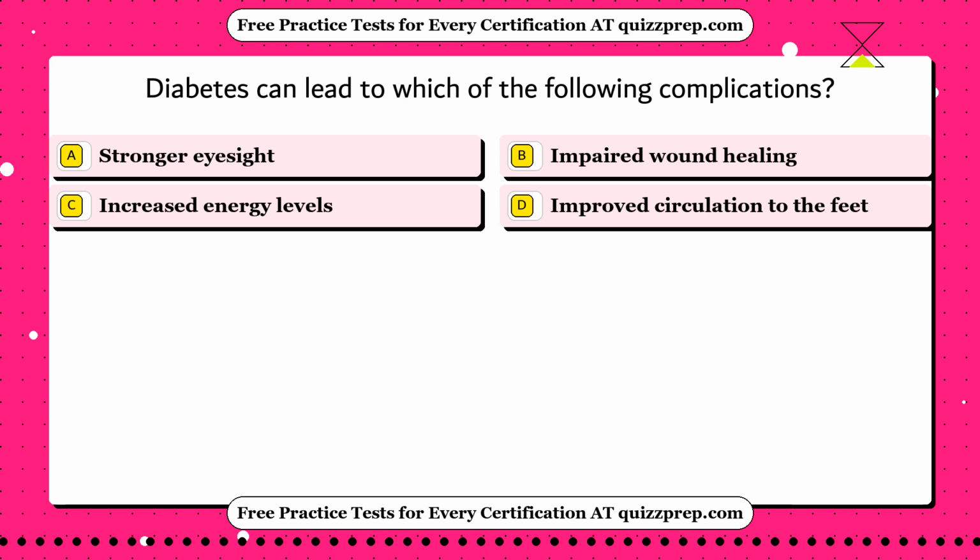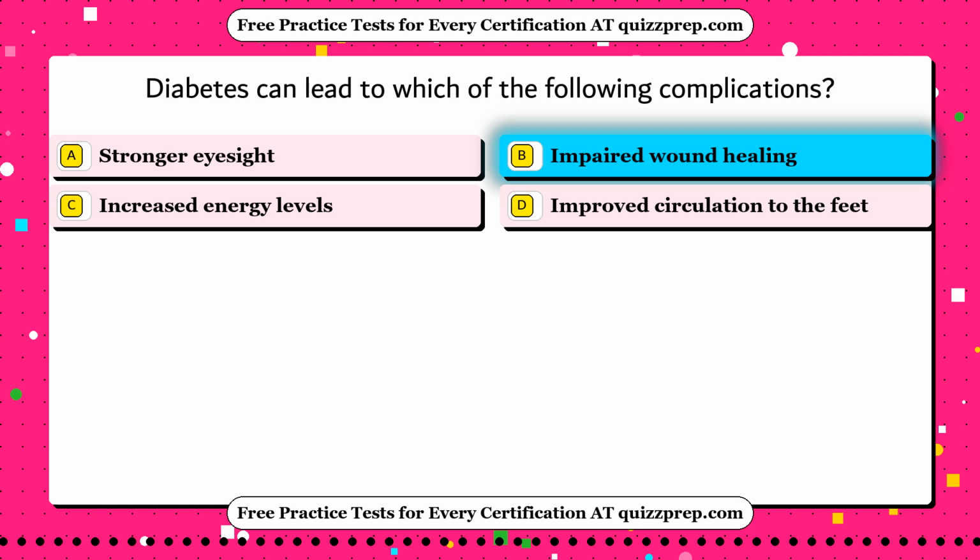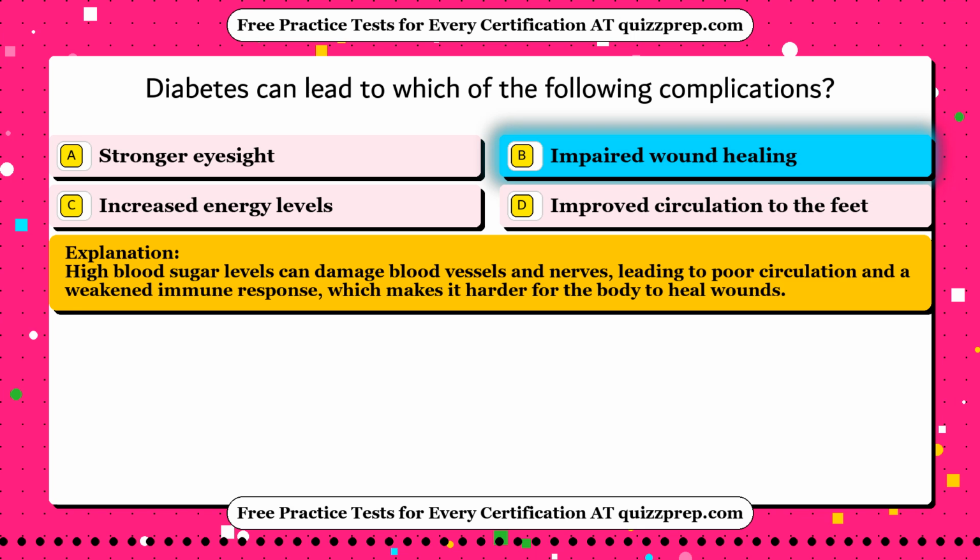Option A, stronger eyesight. Option B, impaired wound healing. Option C, increased energy levels. Option D, improved circulation to the feet. The correct answer is option B, impaired wound healing. High blood sugar levels can damage blood vessels and nerves, leading to poor circulation and a weakened immune response, which makes it harder for the body to heal wounds.